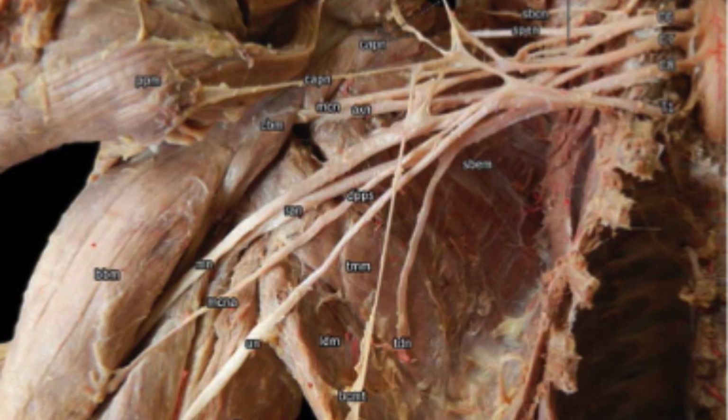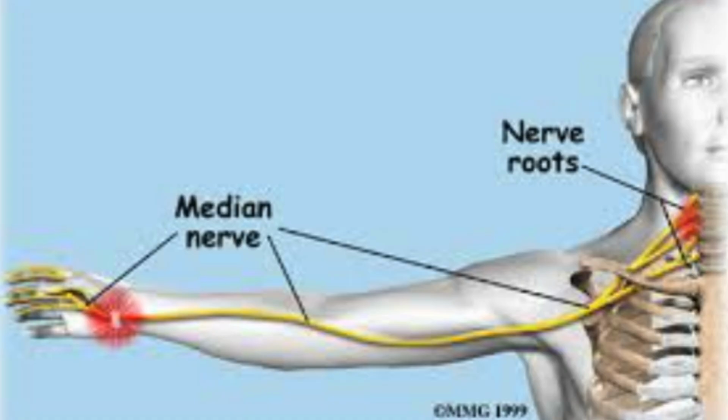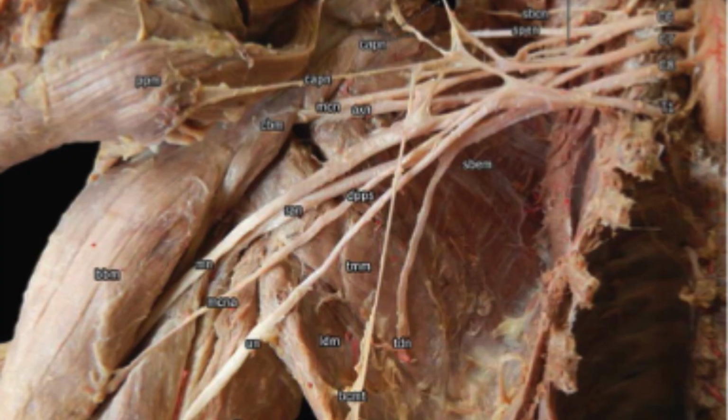Here is how we'll move. We'll start simple with roots and trunks. Then go to divisions, cords, and terminal branches. Each question builds on the last question. So by the end of this video, you'll be able to reconstruct the whole brachial plexus in your head and nail any clinical case.